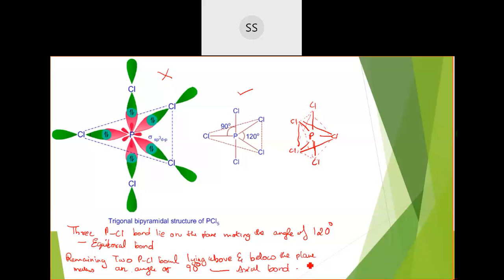So this much would be enough. Okay, at the end you can write the geometry. Because I don't have place there, I will write it here. At the end you write the geometry. Geometry is trigonal bipyramidal, and bond angle anyway we have told. Okay, equatorial bond is 120 degrees and axial bond is 90 degrees.